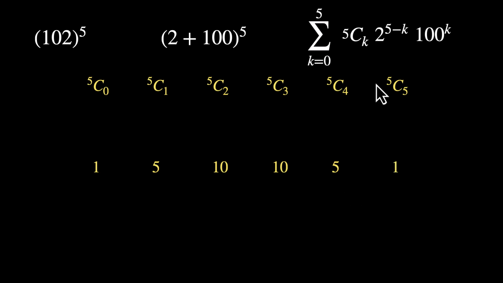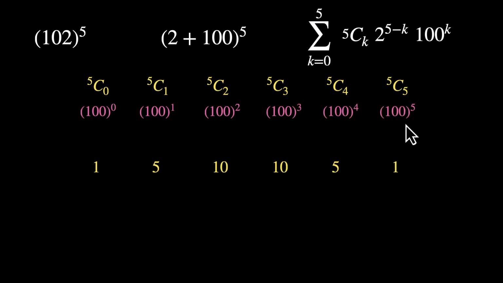Alright, now let's look at the powers. We'll take the first one as 100, 100 to the power k. So when k equals 0, this is 100 to the power 0. Then we have 100 to the power 1, power 2, power 3, power 4, and power 5.